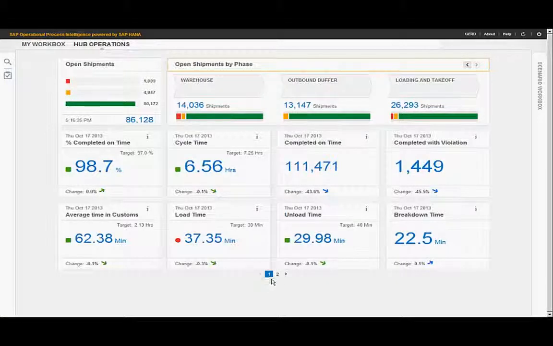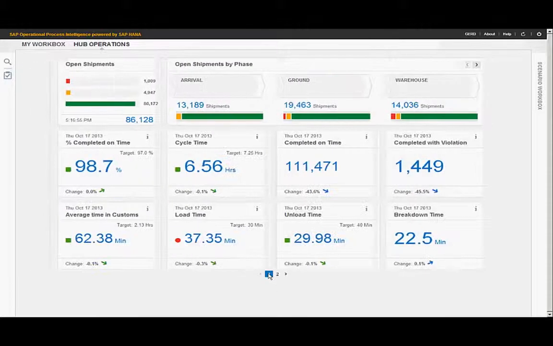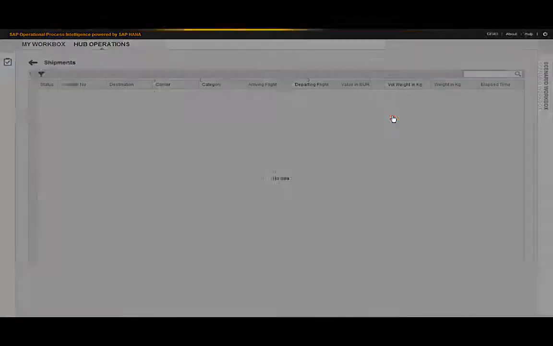And he also sees the total volume of the shipments that are there. The total is close to 200,000 shipments. It's really hotting up. Business is hotting up for him at that time of the evening. And he quickly sees that the load time on his outbound planes is showing red. So this is always a problematic area. If it takes time to load the planes, then the planes may get delayed.